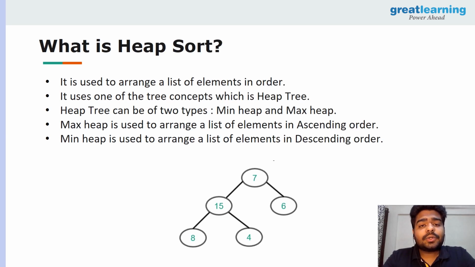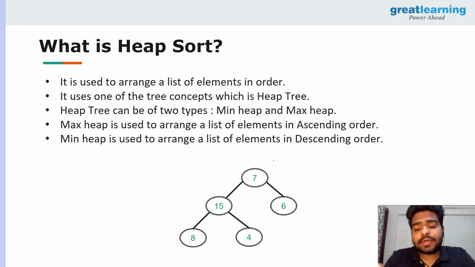Now, let's go into the first topic of the agenda, which is what is heap sorting. Before starting heap sort, I must tell you that there are so many sorting algorithms which we can use, such as bubble sort, merge sort, quick sort, and one of them is heap sort algorithm. Now, what is the sole purpose of these sorting algorithms? We use these sorting algorithms to arrange a list of elements in ascending order or descending order.